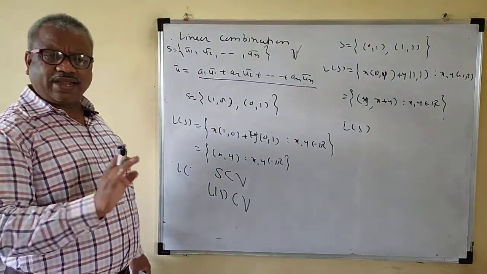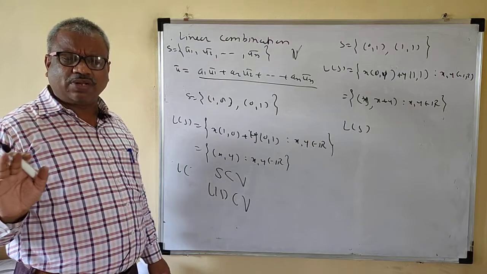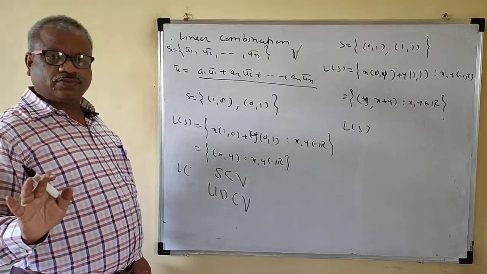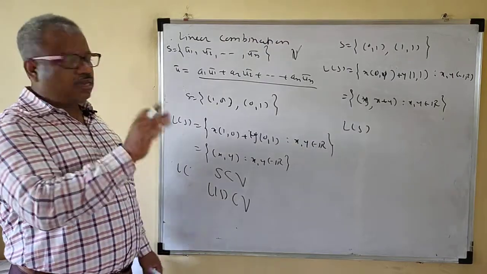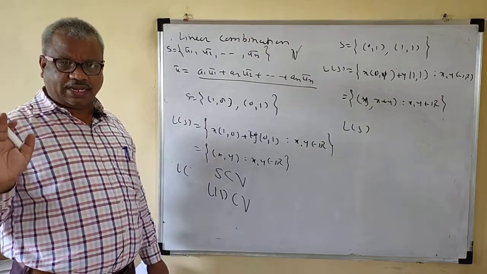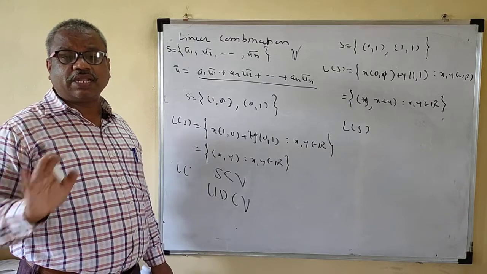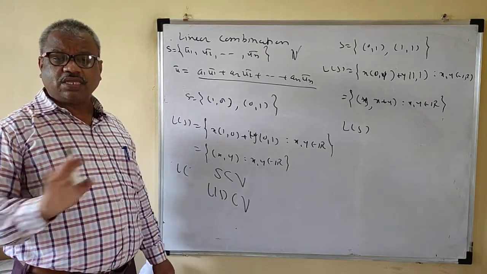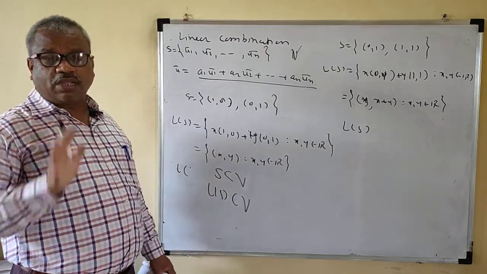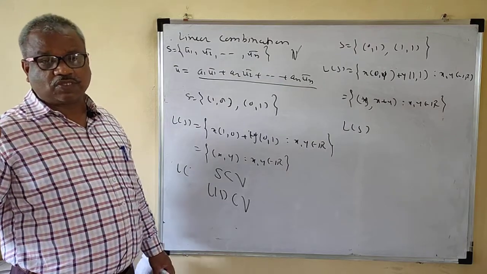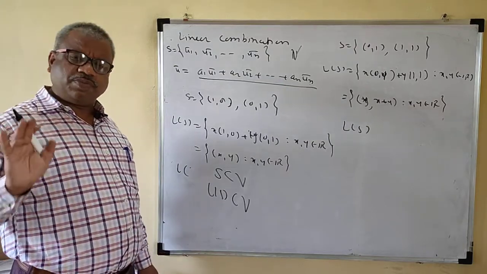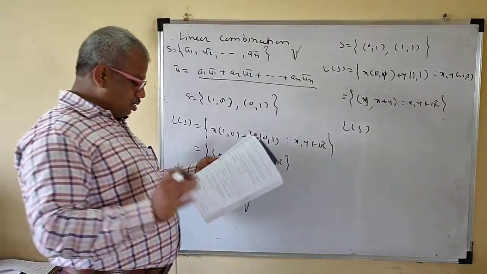And also note that we don't know anything about whether L of S is linearly dependent or independent. Whatever S may be, L of S is a subspace. This is a guarantee, and L of S is the smallest such. We don't have a guarantee whether it is independent, dependent, a basis, or something like this. Don't bother about that. Just bother about L of S being the smallest subspace of V.